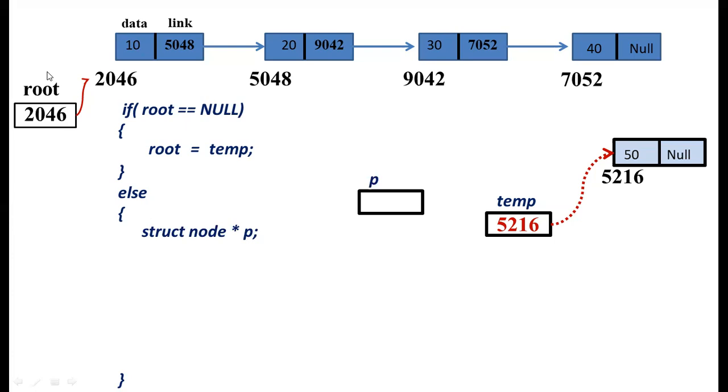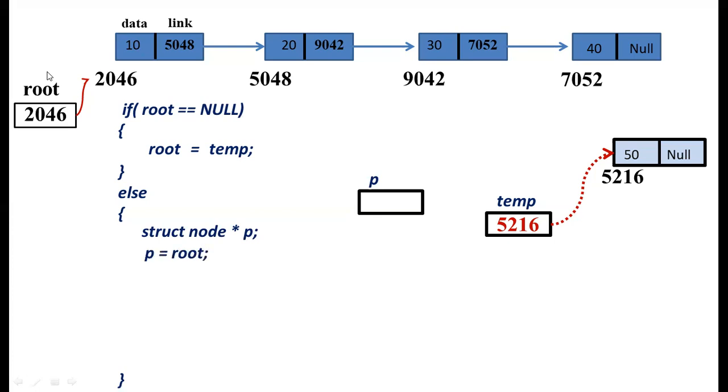Because this p is a local variable and a temporary variable which is defined inside the append function. So now what we need to do? How to send the data? We need to send the control from the first location to the last location. How to send? Very simple. We can do this by using the while loop.